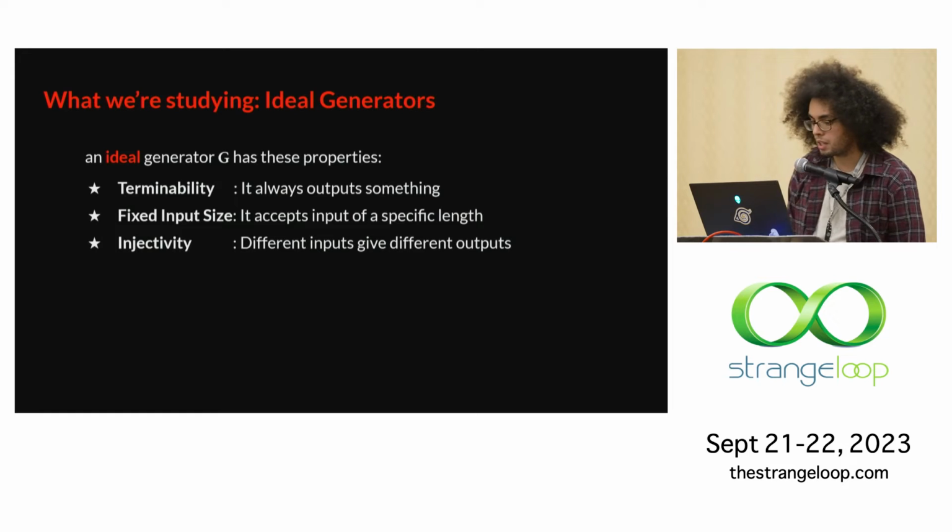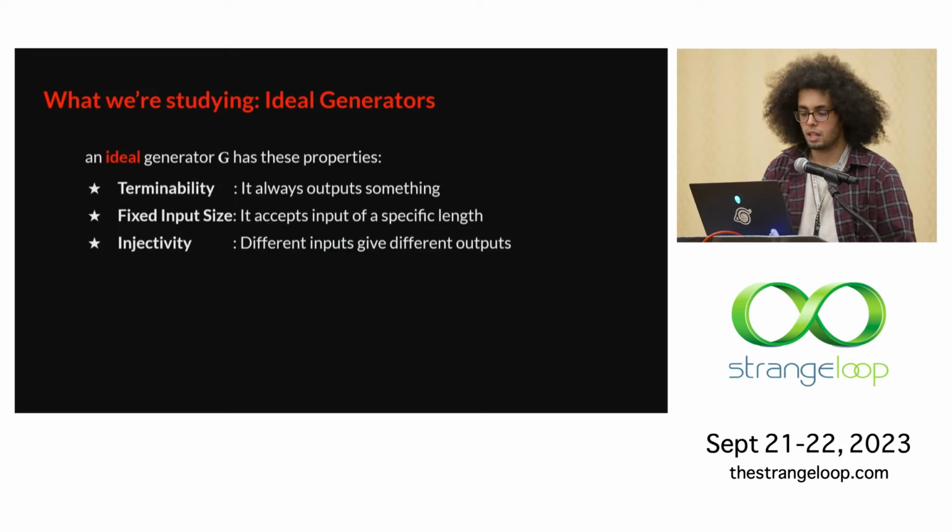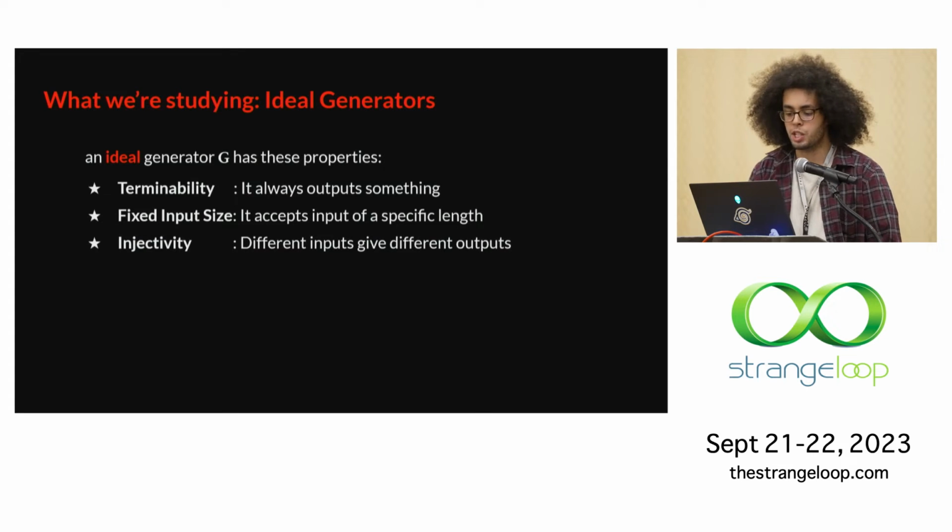The first thing is to explain what we're going to study. There are many types of generators, and we're going to study a simple one that we call an ideal generator. We'll call it G, and an ideal generator G has these properties. First, it terminates. It always outputs something. It's not going to take an infinite amount of time before outputting something. Then, its inputs always have the same size, declared beforehand. So we have generators that can take 5 megabytes of information or 10 gigabytes, but each input will be exactly the same length. And then there's a third property that we call injectivity. It just means that if you give it a different input, it gives you a different output.